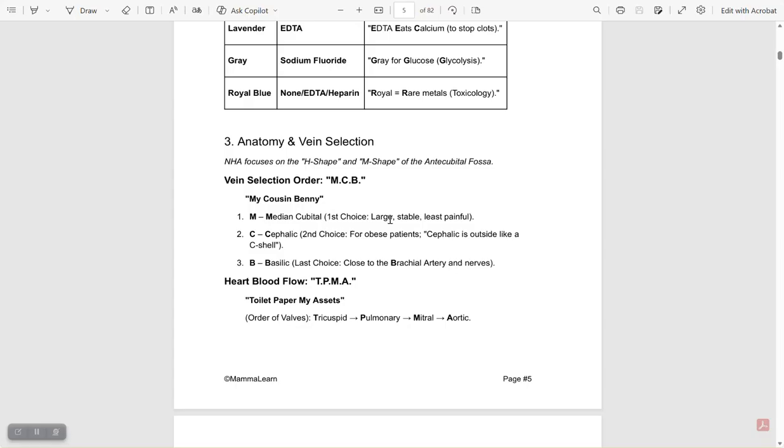So the first choice is large, stable and least painful. The second choice, for obese people, is outside, like a seashell: cephalic. B is basilic, the last choice, close to the brachial artery and nerves.